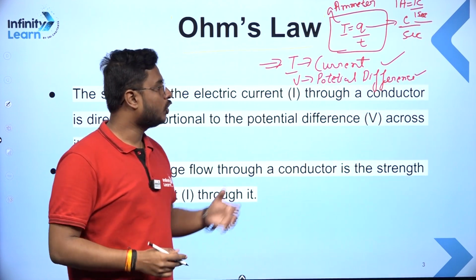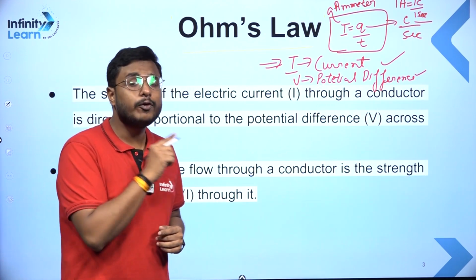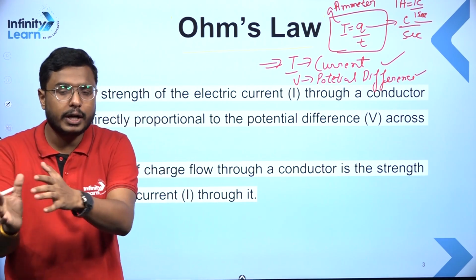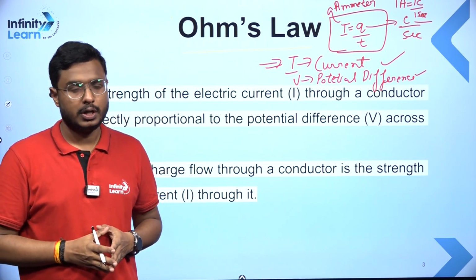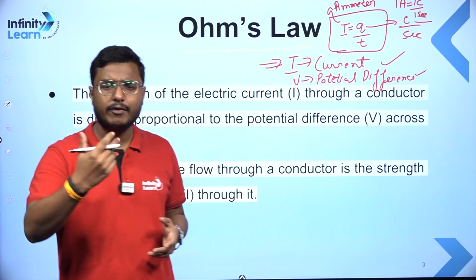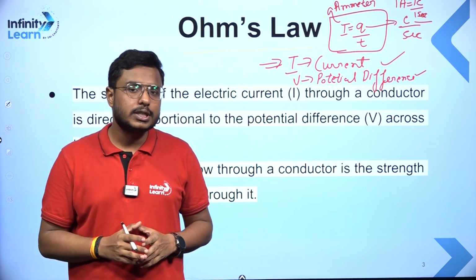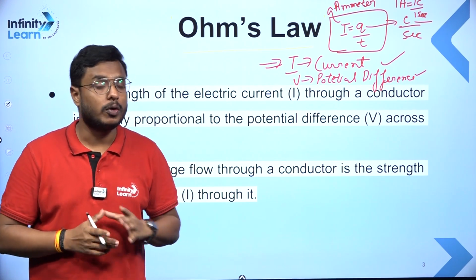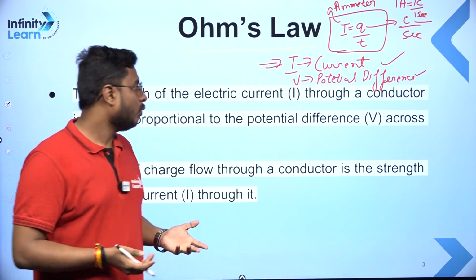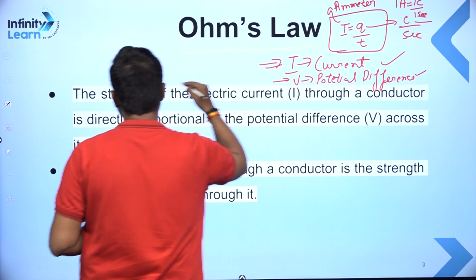Now talking about potential difference. For the flow of electric current from one terminal to the other terminal, we require potential difference. That is why we require cells and batteries, right? If the potential difference is not there, the current is not able to flow from one terminal to the other terminal. Now, how do we define this potential difference?